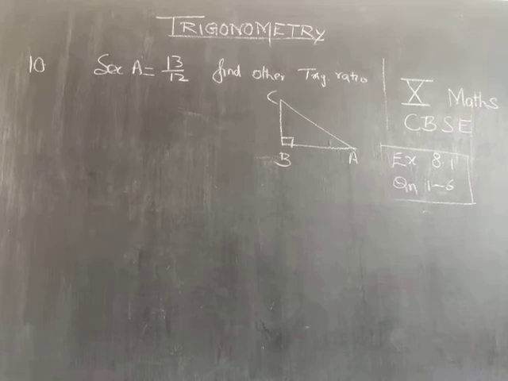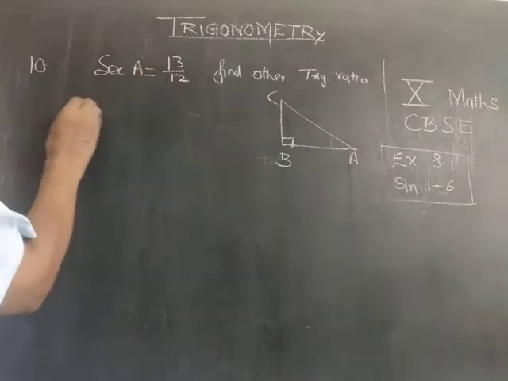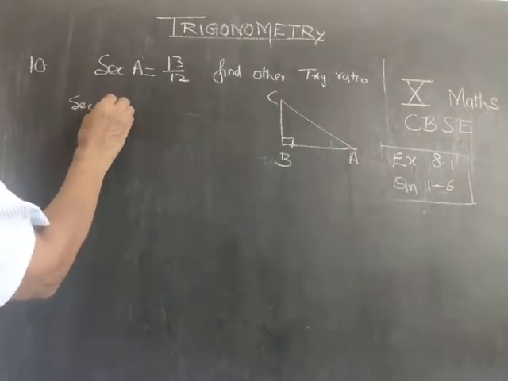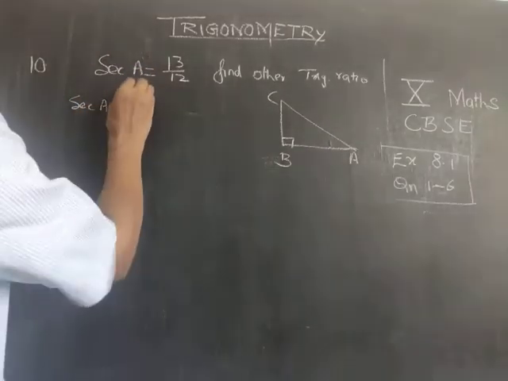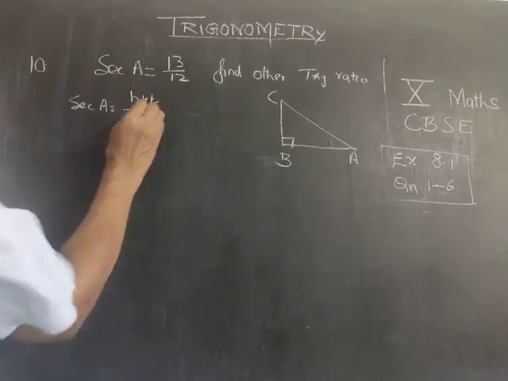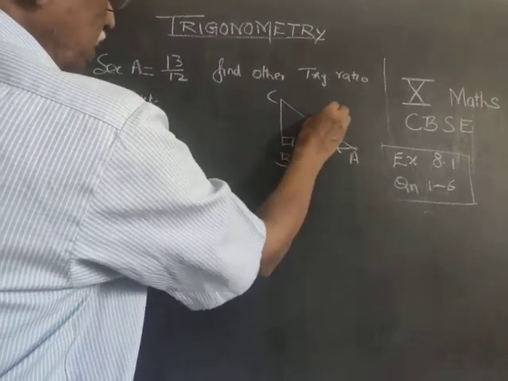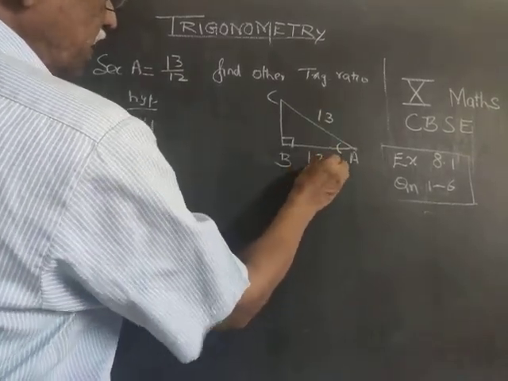Question number 10. Secant A is given. You are asked to find other trigonometric ratios. Secant A, what is that? Secant A is the reciprocal of cos A, which is adjacent by hypotenuse. So this is hypotenuse by adjacent. If this is A, the hypotenuse is given as 13, and the adjacent side is given.